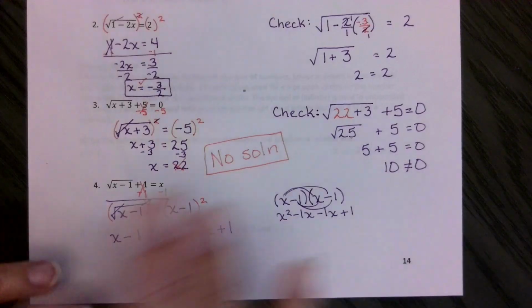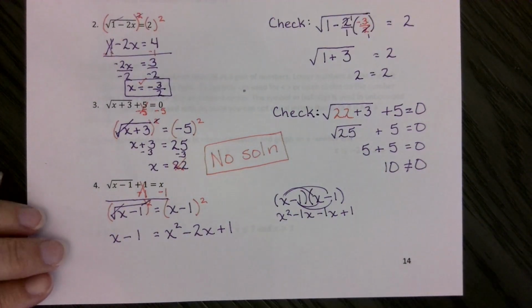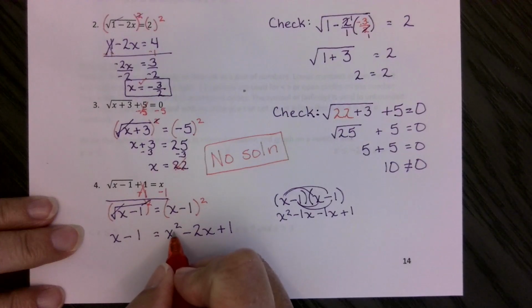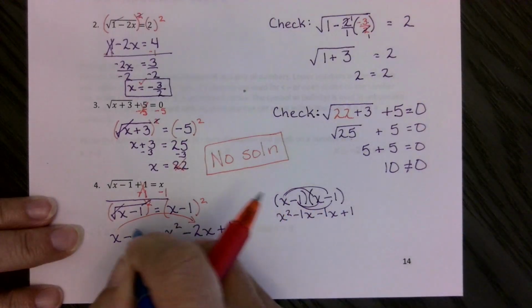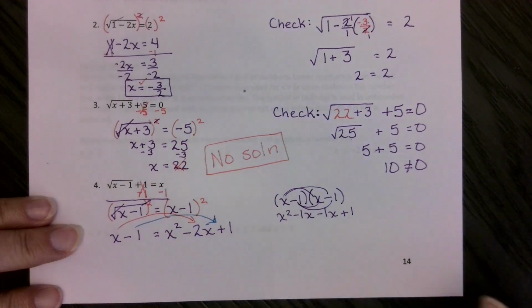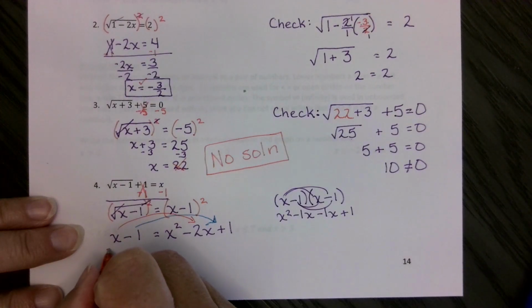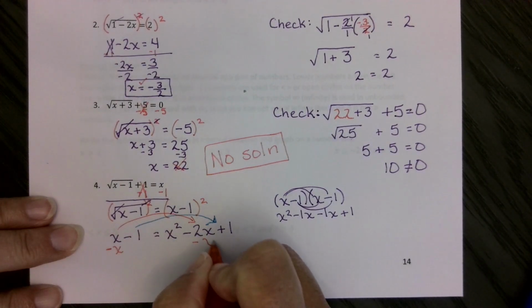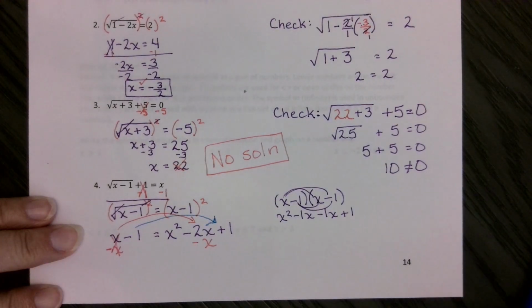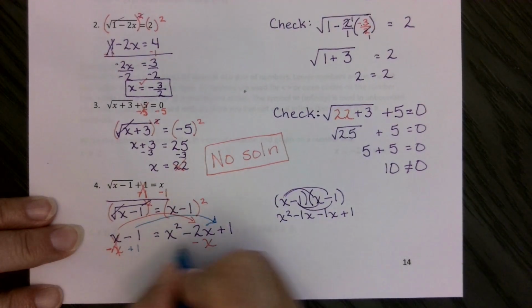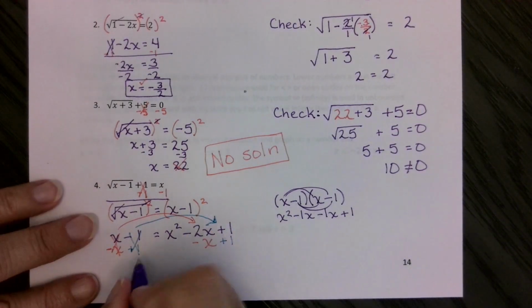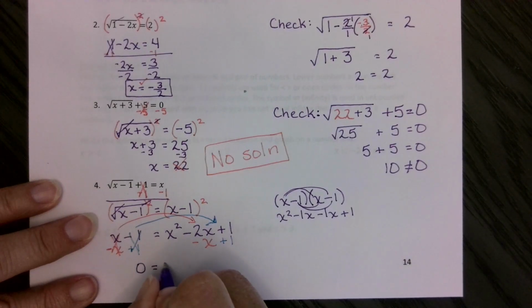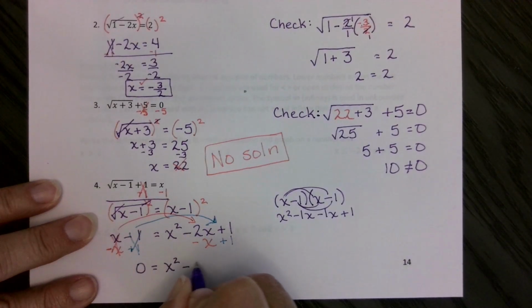All right, we've got an x squared, and because this is positive, I'm going to leave it there. I'm going to take this x over to this side, and I'm going to take the minus 1 over here. So I'm going to subtract x. That's going to get rid of it here. I'm going to add 1. That's going to get rid of it here. And so now I have 0 equals x squared minus 3x plus 2.